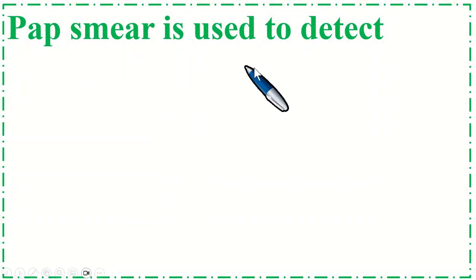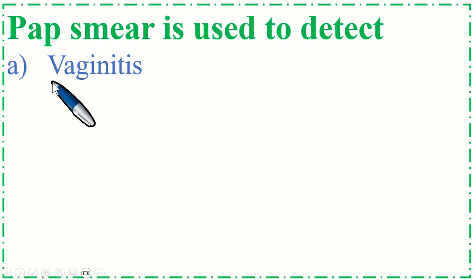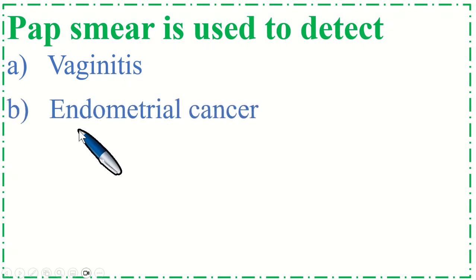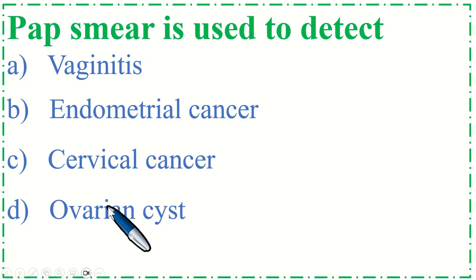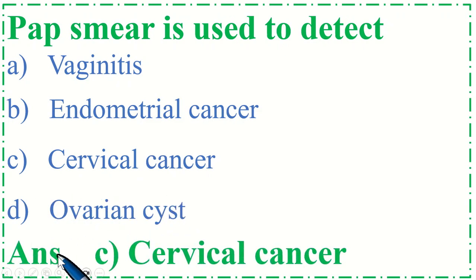Pap smear is used to detect option A vaginitis, B endometrial cancer, C cervical cancer, and option D ovarian cyst. So the correct option is C cervical cancer.